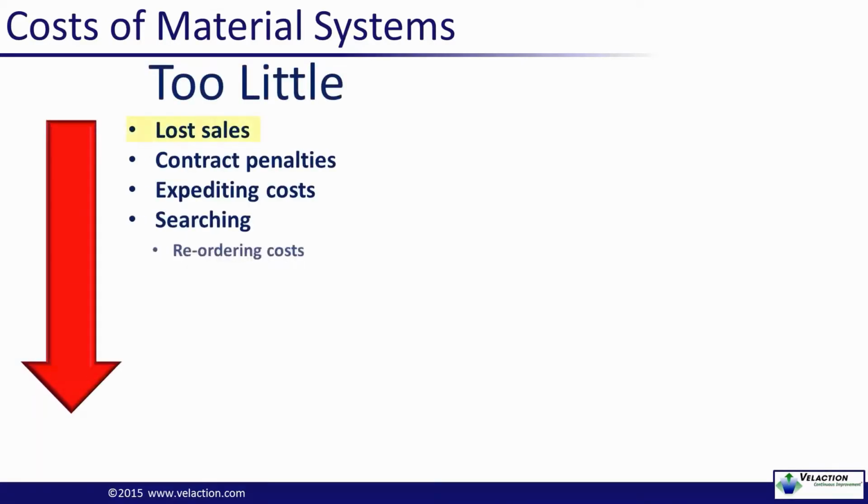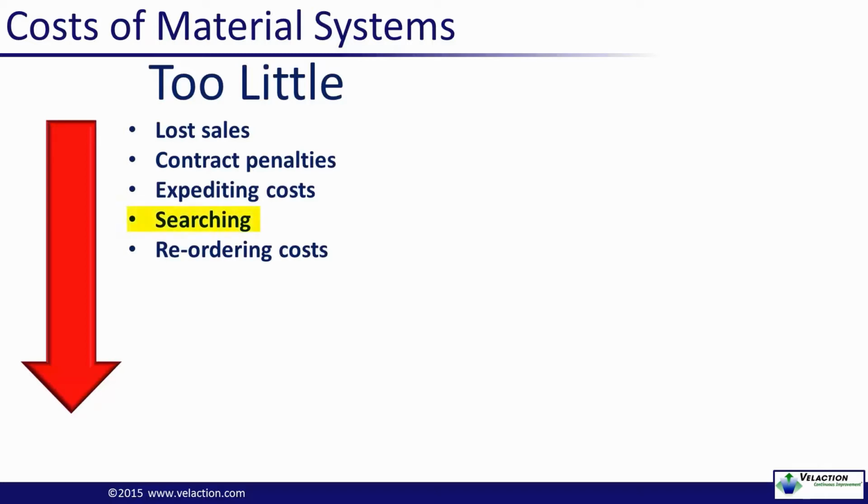The number one problem is that if you do not have something to sell, you cannot sell it. In some cases, the problem is even worse if you thought you would have enough and run out. This may cause you to incur contractual penalties. And of course, there are also plenty of administrative costs that you incur as a result of shortages of materials.